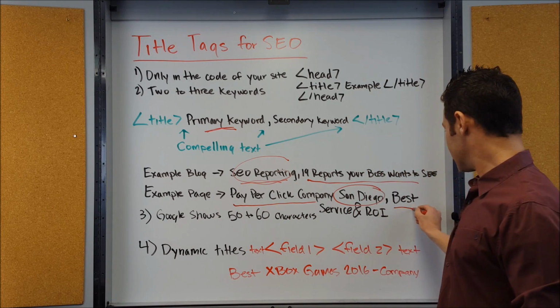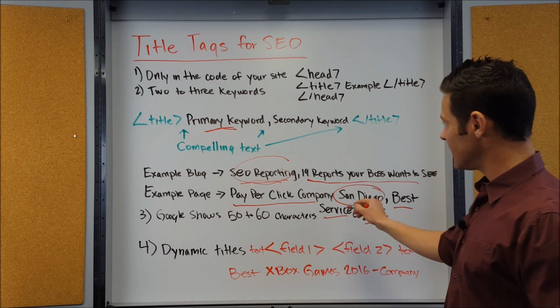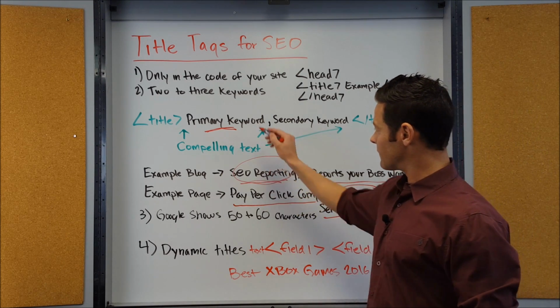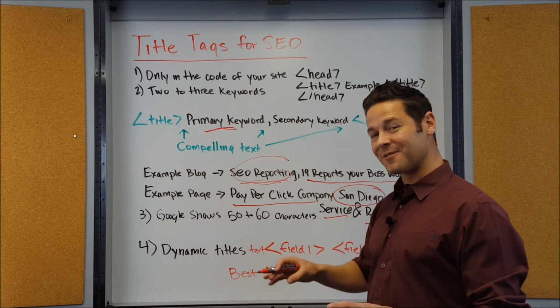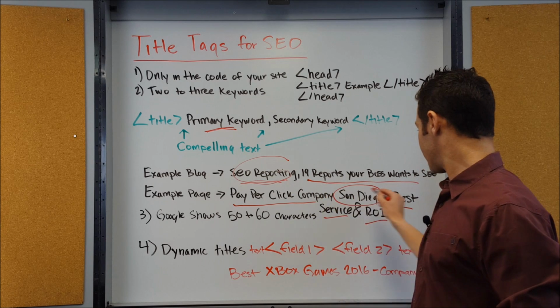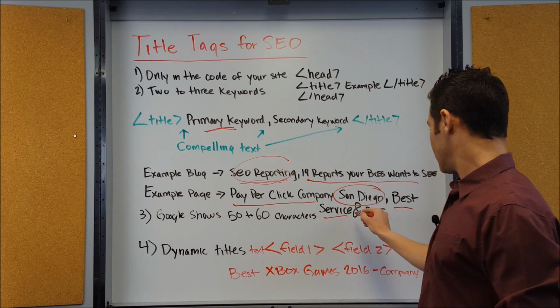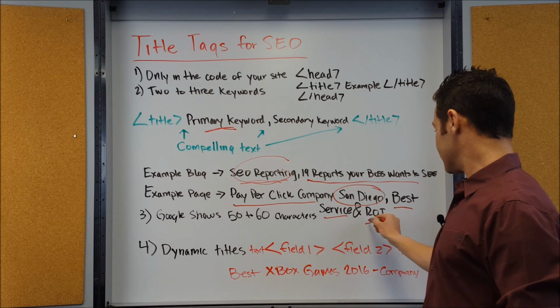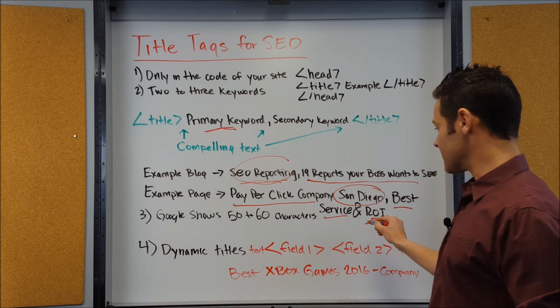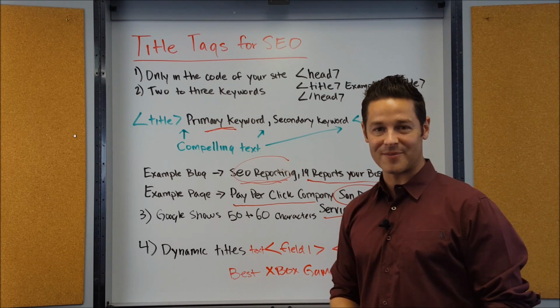We've also got best in here, service, and ROI. So while this is not necessarily the primary or secondary, what it is optimizing this page for is pay-per-click company, best pay-per-click company, pay-per-click service, and also it has ROI in there because the person who is reading this probably wants to get ROI from their pay-per-click ad spend, right?